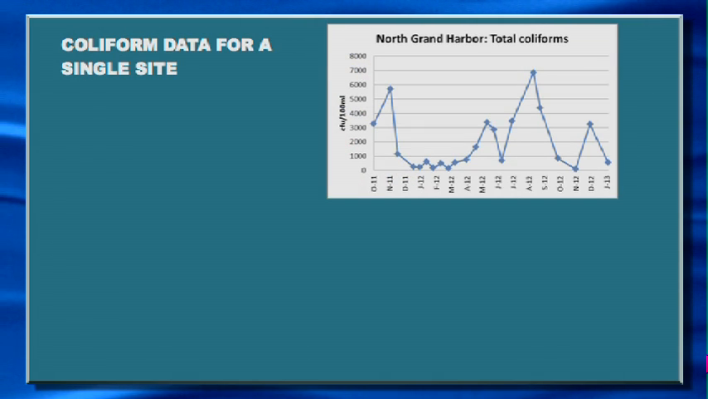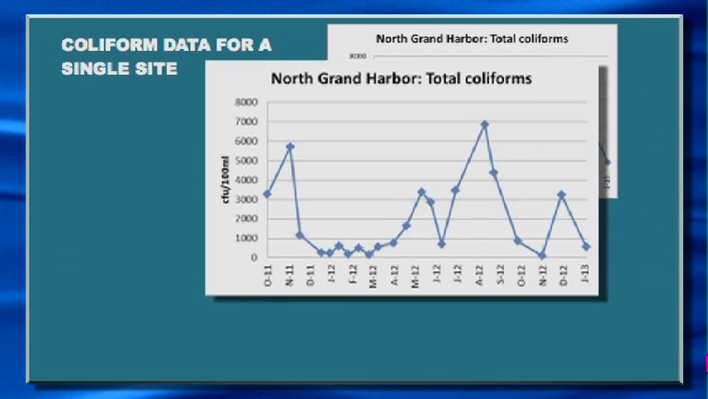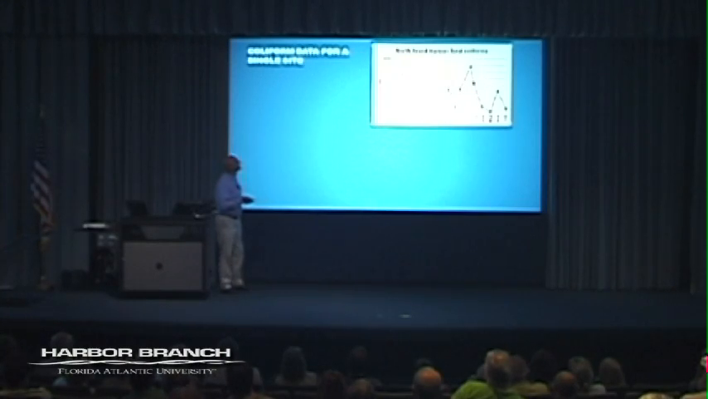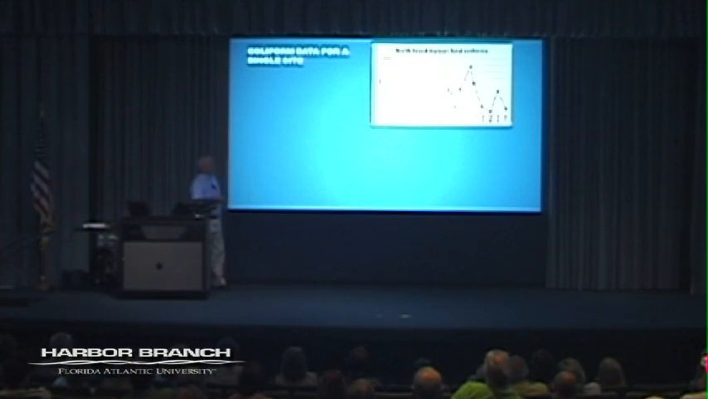So let's look at some data. This is the top study site, northernmost, North Grand Harbor, and this is looking at total coliforms. So this is the total number of coliforms in CFUs, colony-forming units per 100 mLs, over a period from October of 2011 to January 30th. You can help me out. But this is over the course of just over a year.